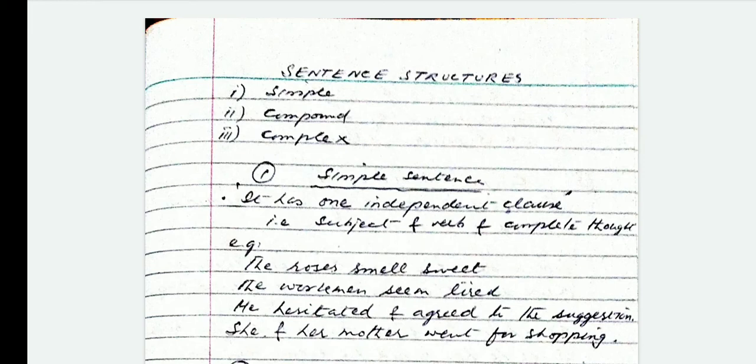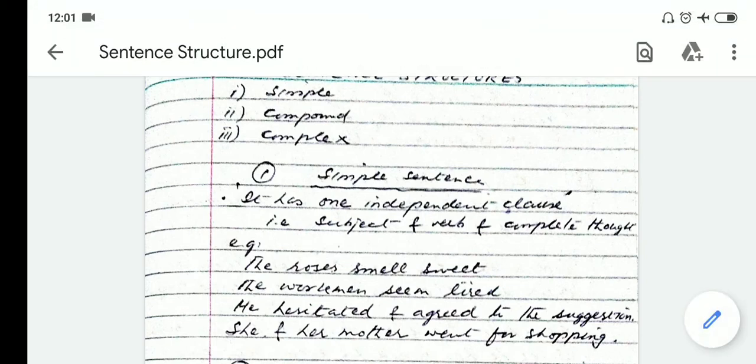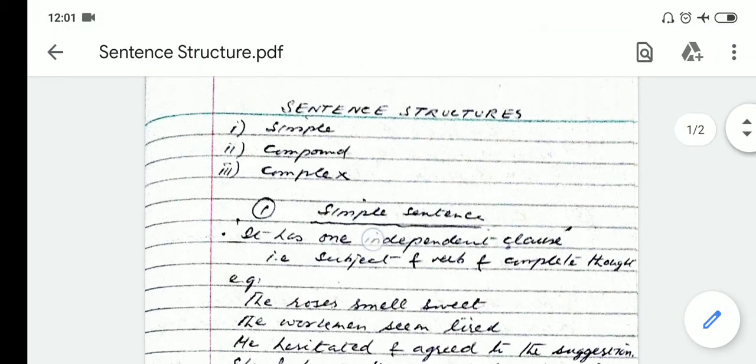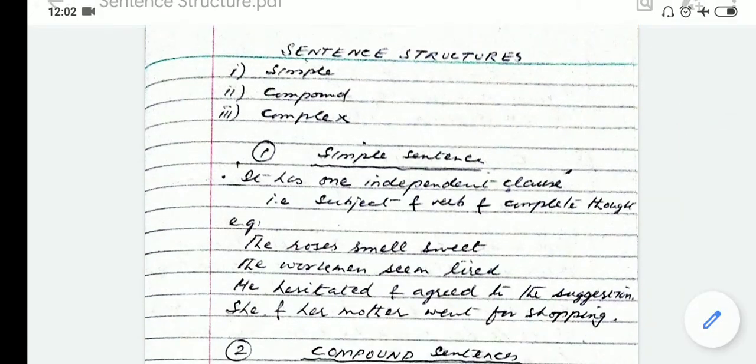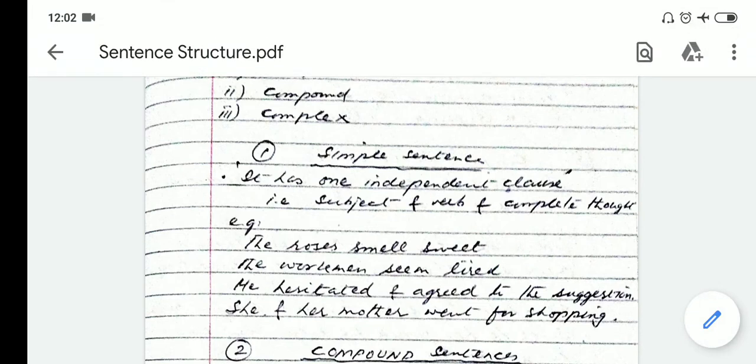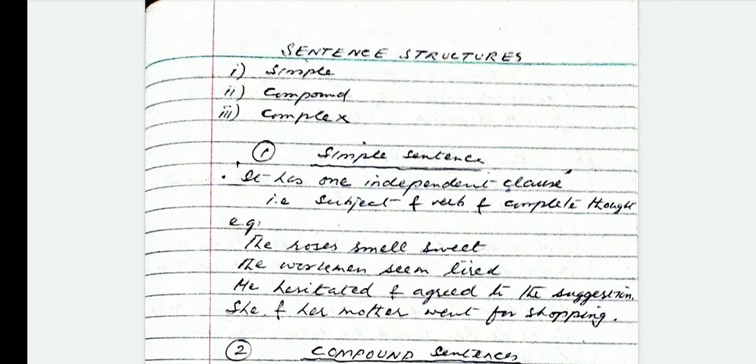Now see what sentence structures are. There are three types of sentence structures: simple, compound, and complex. First we will start with the simple sentence. A simple sentence has one independent clause, that is a subject, a verb, and a complete thought.